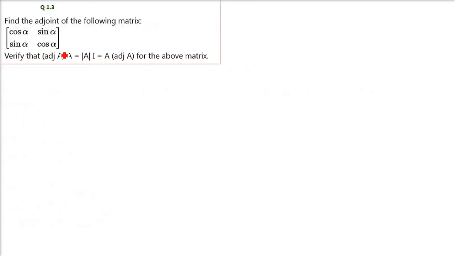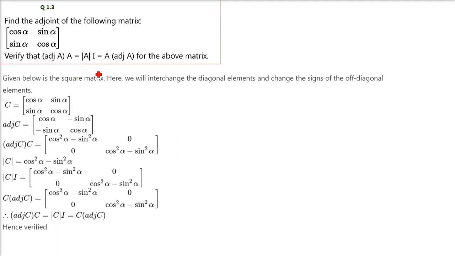Same thing here, but since we have sine and cos, I'll try to do one of it. Because adjoint A, let us find out adjoint A is what? Cos alpha you need to interchange, and that doesn't bother because they both are cos alpha. And change the sign of sine alpha. So minus sine alpha here. Okay. Now everything you will be able to do. I'm just going to do one of it.